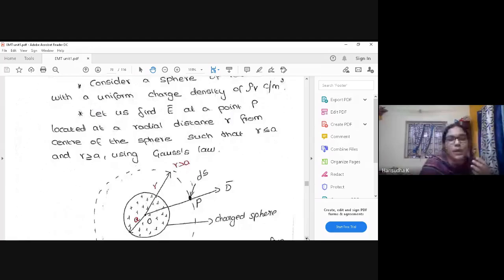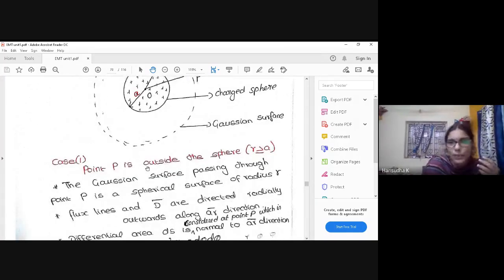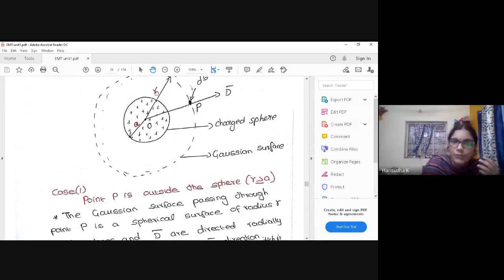Now, first the case: the point P is outside the sphere. This is the inner sphere. The first case is I'm fixing the point P in the outer sphere, in the Gaussian surface. That means this inner sphere radius is a, and therefore I can say r is greater than a. So point P is outside the sphere. The condition is r is greater than a.